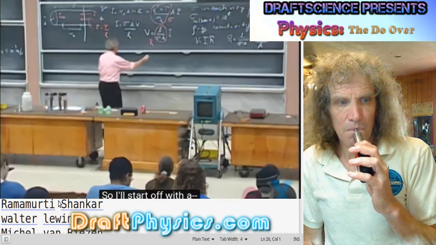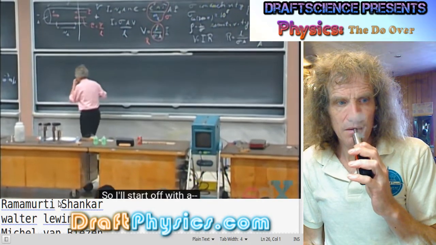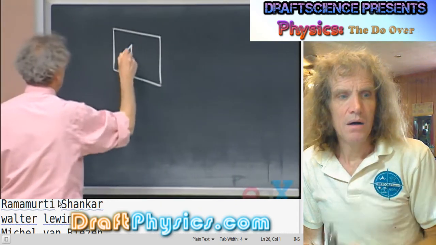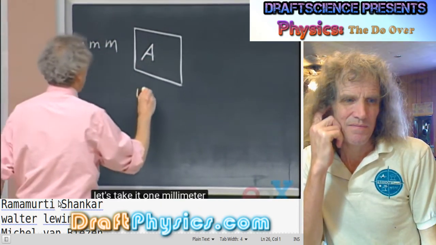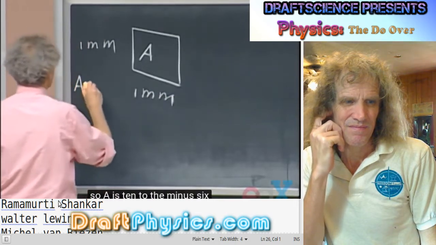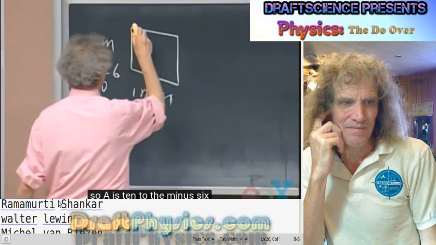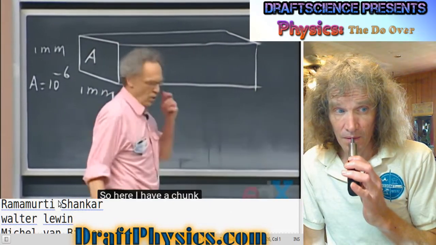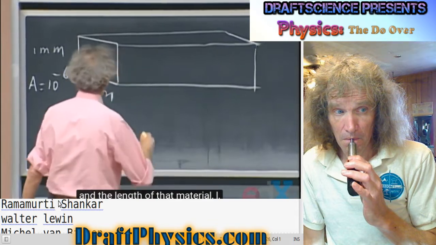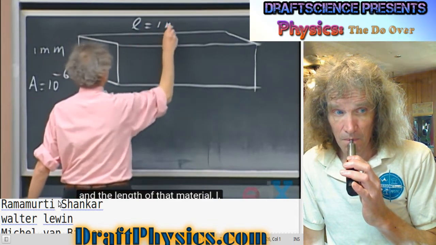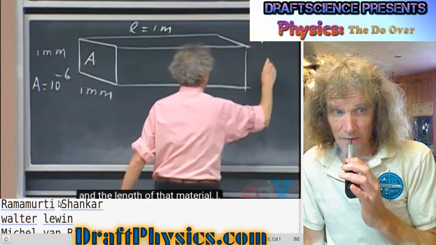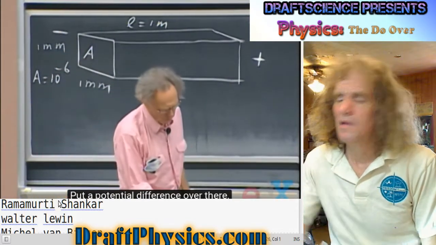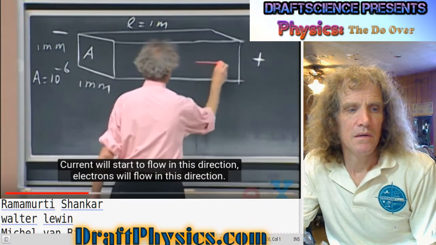So I'll start off with a chunk of material. Cross-sectional area A. Let's take it 1 millimeter by 1 millimeter. So A is 10 to the minus 6 square meters. Here I have a chunk of material, and the length of that material L is 1 meter. Put a potential difference over there, plus here, and minus here. Current will start to flow.